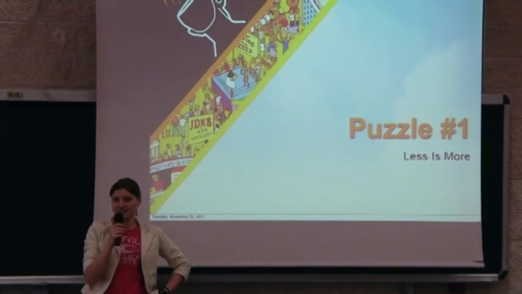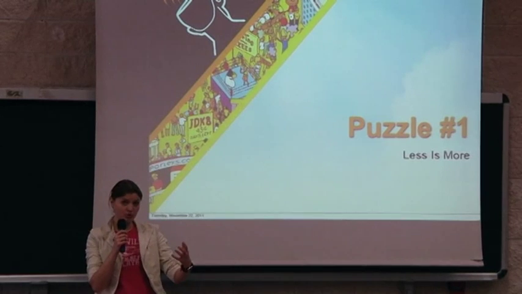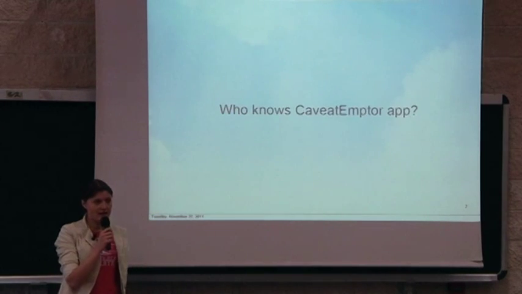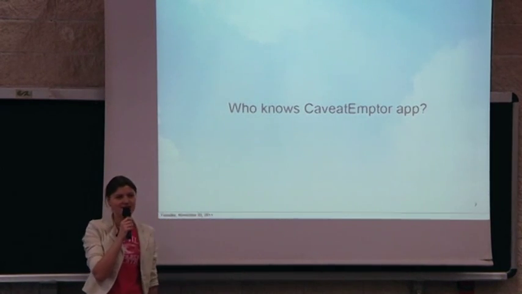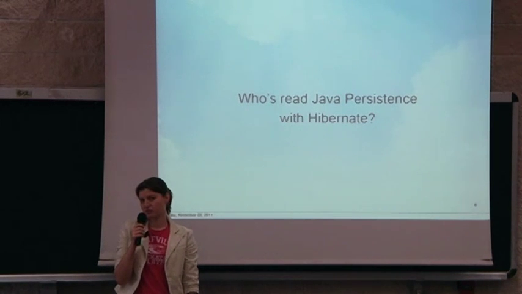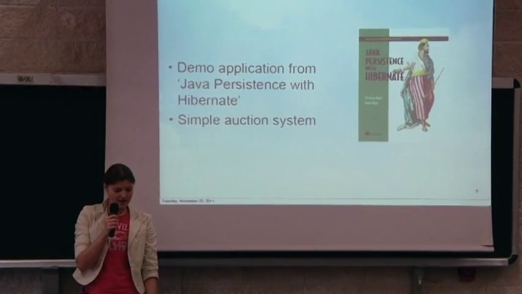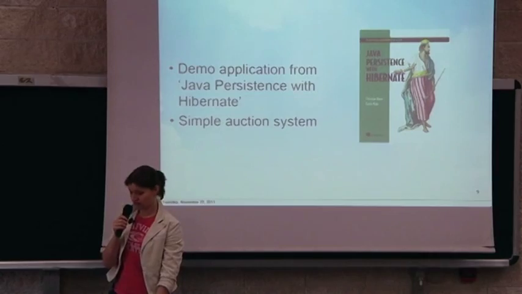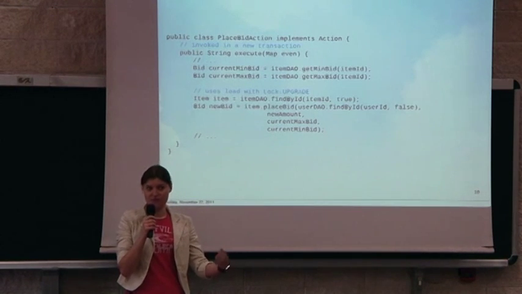Okay, so let's start the talk. The first puzzle is not exactly a performance puzzle, but I would like to show it to you for several reasons, also to learn some performance lessons from it. Before we start, a question to you: who knows the Caveat Emptor application? Okay, only one hand raised, not so many. So who's read Java Persistence with Hibernate? Yep, that's the Bible of every Hibernate developer. And Caveat Emptor is a demo application that comes with the book, right? So it should be a good source of best practices and patterns, right?